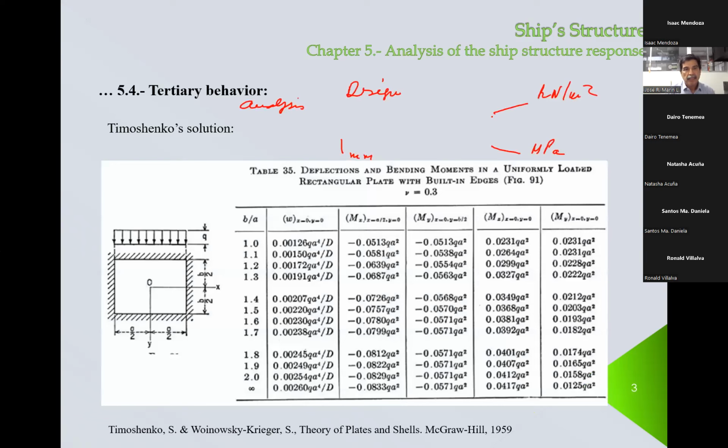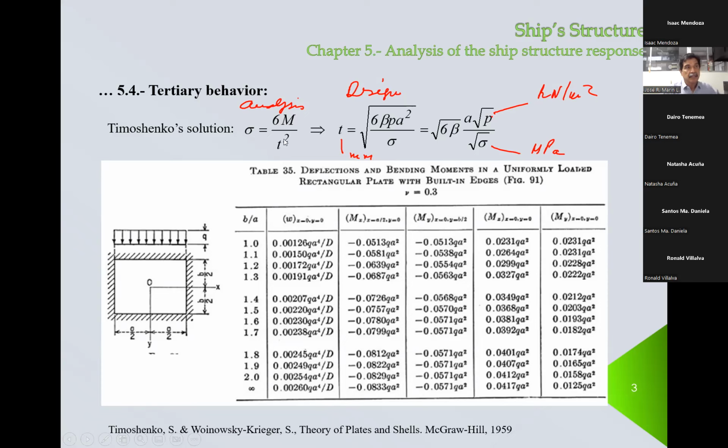Okay, and this is the Timoshenko material. This is the expression that we can apply if we want to analyze. From this expression, according to the aspect ratio of the plate, we get this constant. So we could estimate the moment, and with the moment and the thickness, we can calculate the stress. Of course, this is a maximum stress.